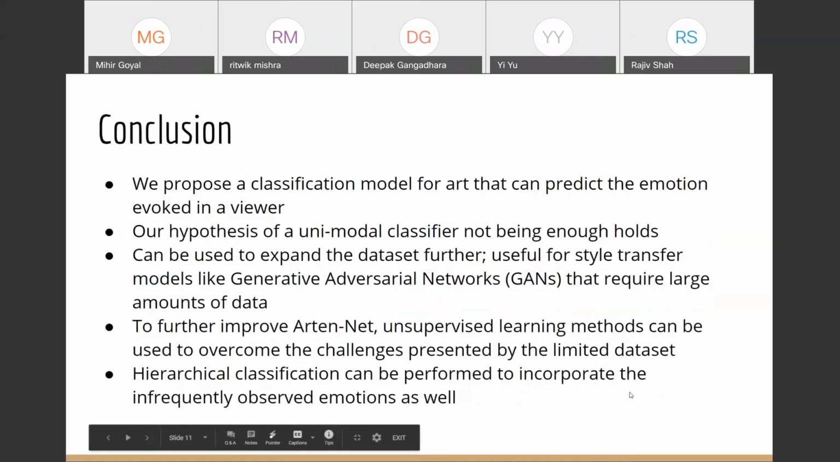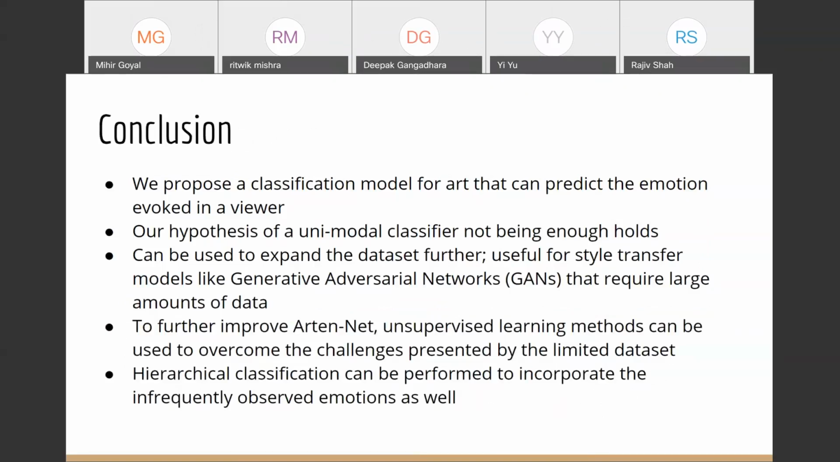To conclude, we present this classification model that can predict the emotions evoked in a viewer by art. And we believe this has quite a lot of applications. It can be used to expand a dataset further. Now, having a large dataset with emotions evoked as our annotations could help style transfer models like GANs. Imagine something like creating art out of nothing, which can evoke a certain emotion.